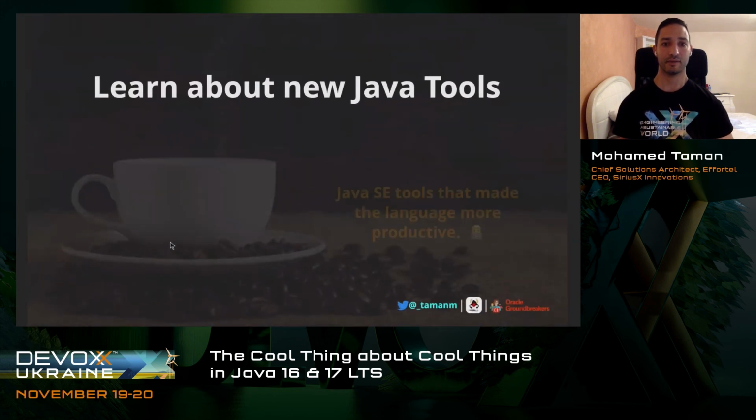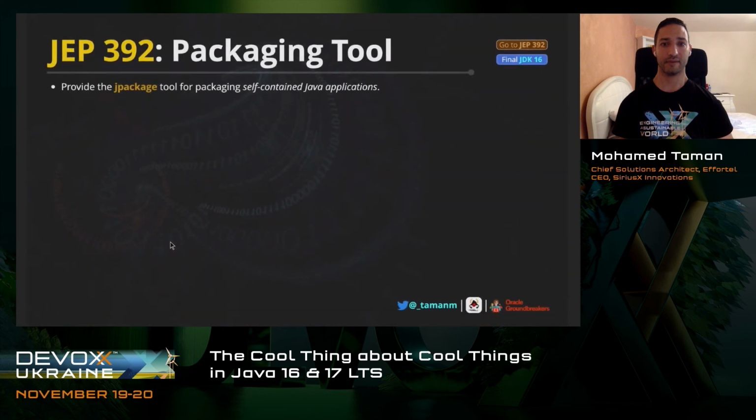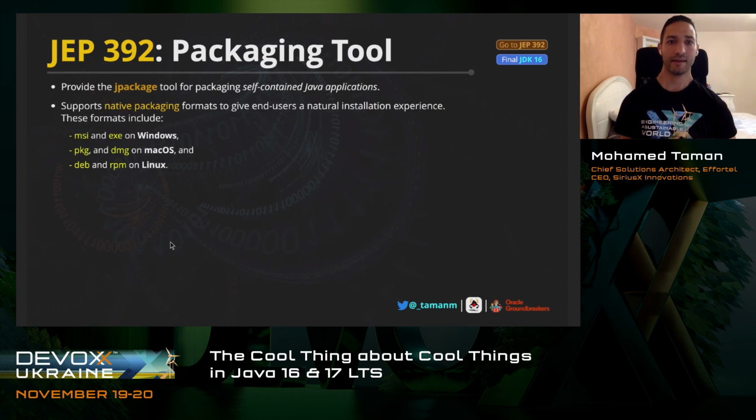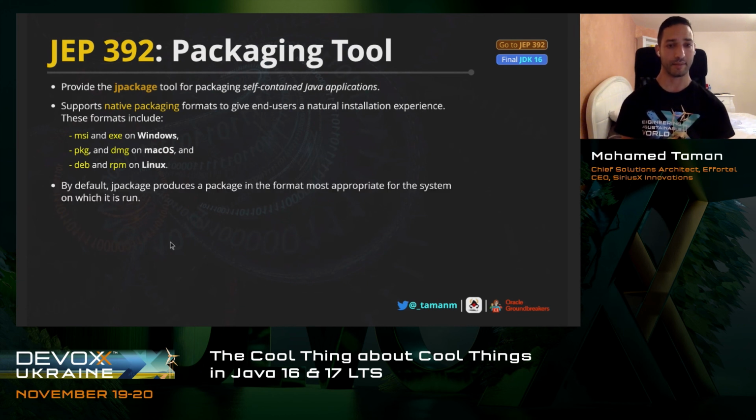Finally, let's see the new tools that we provide. Packaging. Now you don't have to have a third-party packaging tool in order to package your application to be self-contained and published. So we have jpackage, which packages self-contained Java applications and supports native packaging as well, for the end user to have a natural installation experience. So if you are running on Windows, you can package your application as MSI or .exe. If you are running on macOS, you have pkg and DMG. Definitely on Linux, you have deb and RPM.